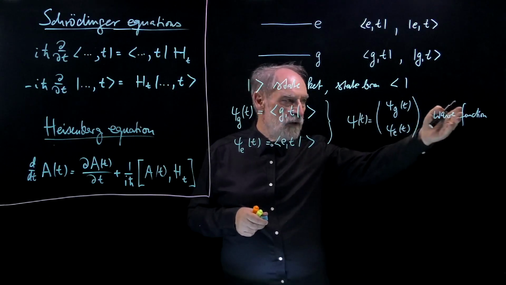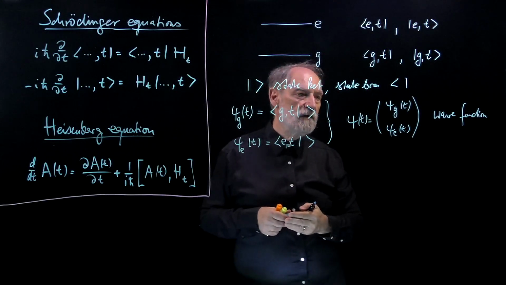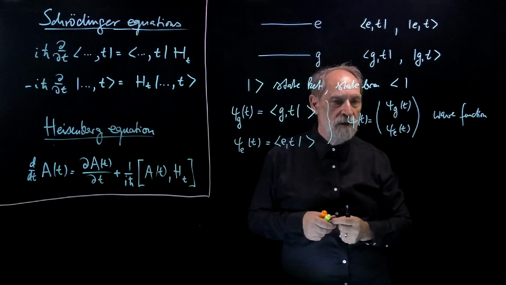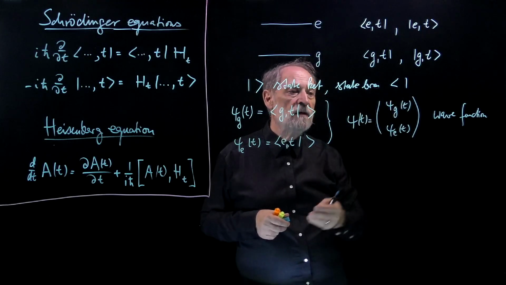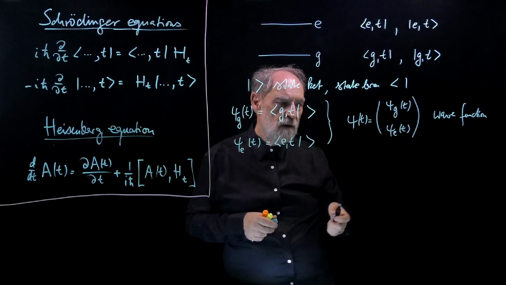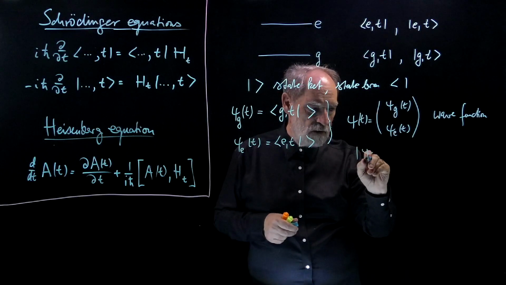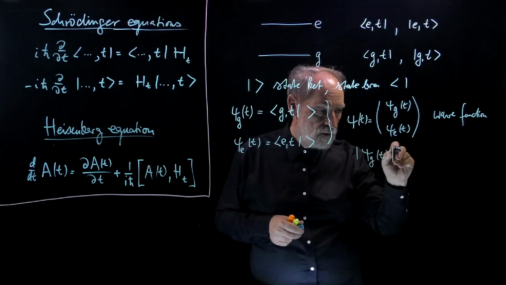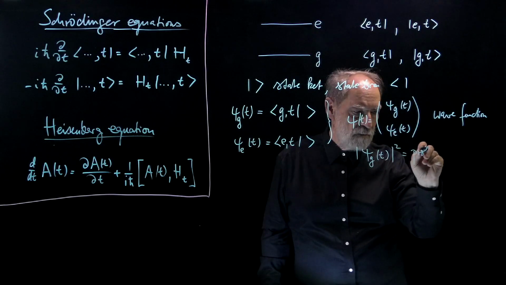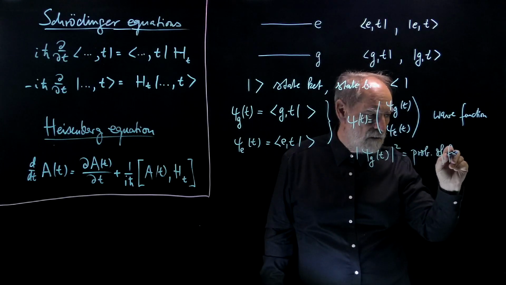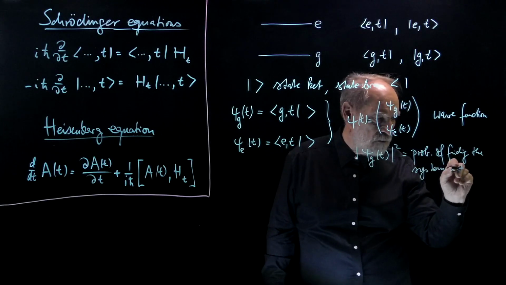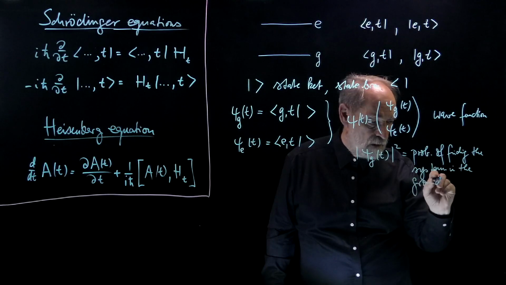So this psi is a wave function, but in the simple case where we just have a two-state system, it has just two components, two probability amplitudes that compose the wave function. And of course, we remember what these probability amplitudes mean. If I'm squaring them, so I'm taking the square of the bracket g psi of t, well, that's the probability of finding the system in the ground state at time t.